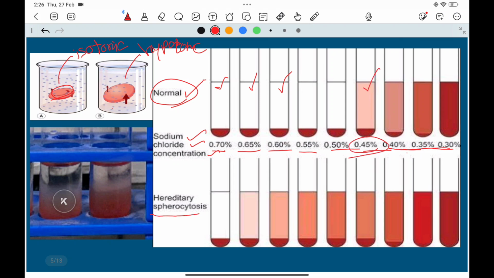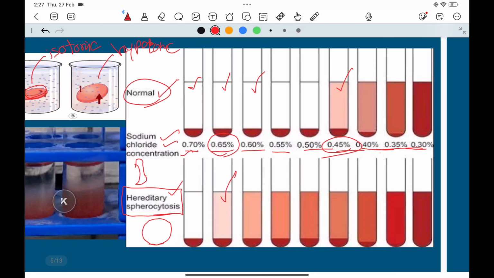But in hereditary spherocytosis, these spherocytes are like that. They are spherical-shaped red blood cells. Red blood cells are normally biconcave discs, but spherocytes are already round-shaped. So they are not resistant to hemolysis. So their fragility is high. So in hereditary spherocytosis, they started hemolyzing from 0.65%.